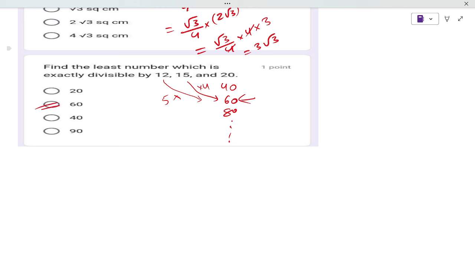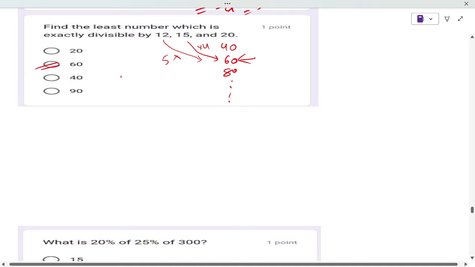60 is divisible by 12, by 15 and by 20. In case you get 120 also, you will not take 120 because that's not the least. Alright, 60 will be the answer. But in case the option 60 is not there.